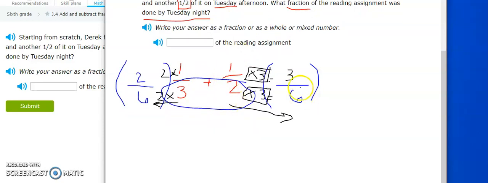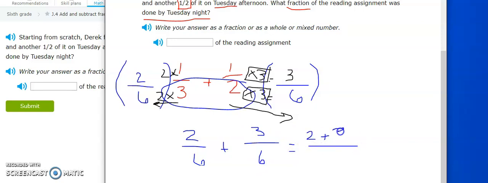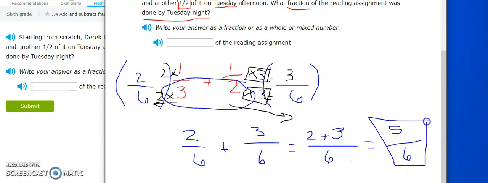So I'm going to add this information together. So I'm adding my 2 over 6, still adding because I want to know in total how much of the assignment he did, plus 3 over 6. And just like I did before, I'm going to add my top numbers together, and the bottom numbers, that common denominator, is just going to stay the same. So it's going to be over 6. So it's still over 6 in my final answer, and I just add that 2 plus that 3 to get that 5 over 6 as my answer.